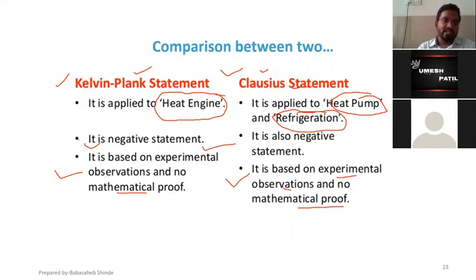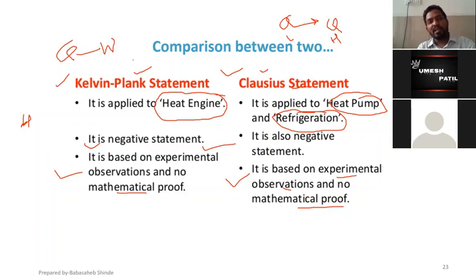Or if you want to write something else, Kelvin-Planck deals with the conversion of heat Q into work W, whereas Clausius statement deals with the transfer of heat Q from low temperature to high temperature. But in one there is going to be transfer of heat and in the other there is going to be conversion of heat into work.